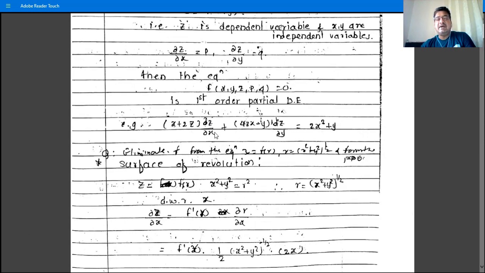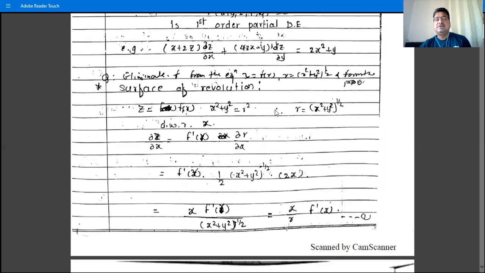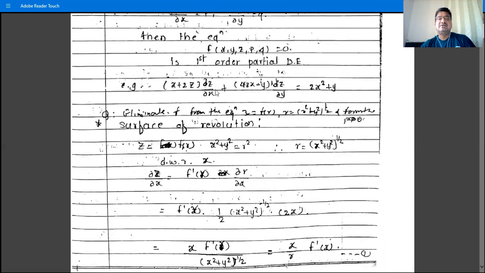So z is the dependent variable and x and y are the independent variables. So in the partial differential equation, the independent variables are more than one. So the definition of a partial differential equation is what? Is the relation between dependent and independent variables and partial derivatives of dependent variable with respect to more than one independent variable. So this is the general form of the first order partial differential equation, and one of the examples of partial differential equation.